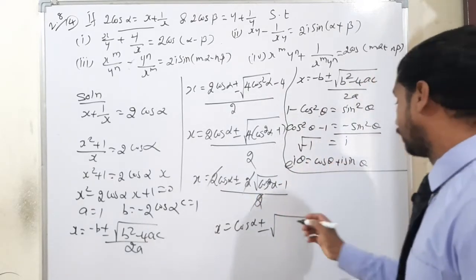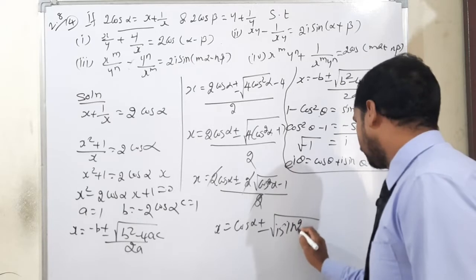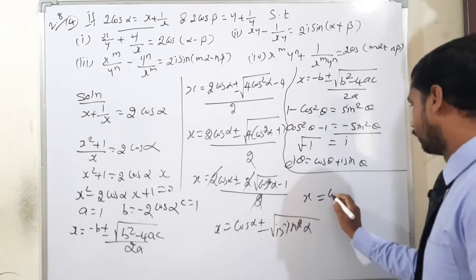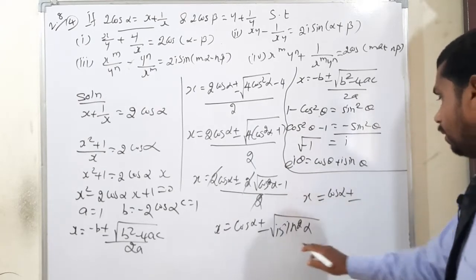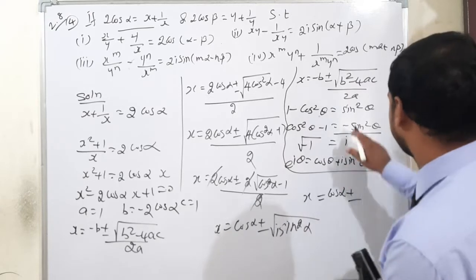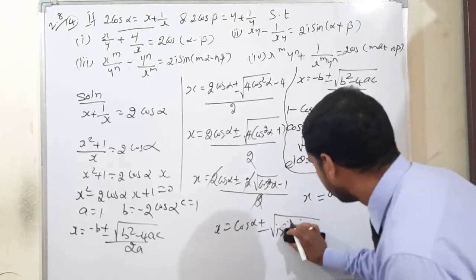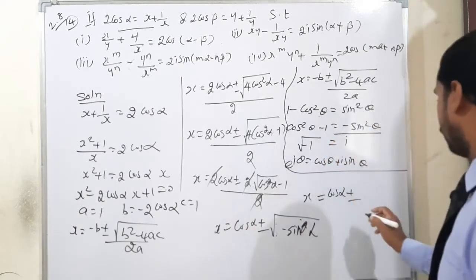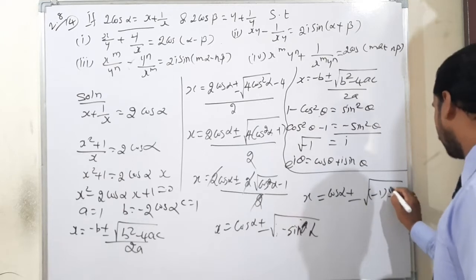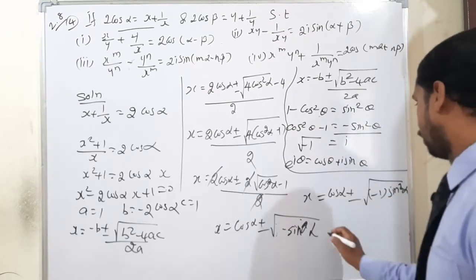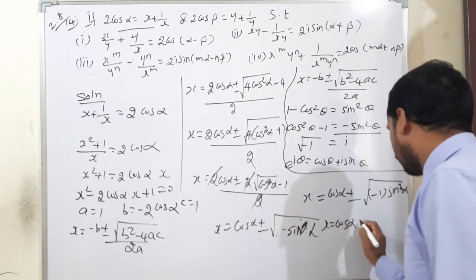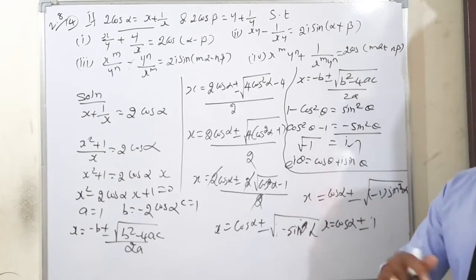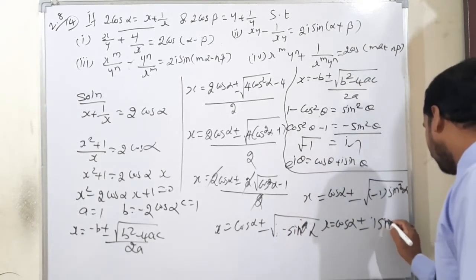What is the value of cos square minus 1? Minus sin square alpha. So x is equal to cos alpha plus or minus square root of minus sin square alpha, isn't it? This is actually minus sin square alpha, so square root of minus 1 into sin square alpha. Therefore x is equal to cos alpha plus or minus square root of minus 1, whose value is i, into square root of sin square alpha, which is sin alpha into sin alpha. Therefore i sin alpha.